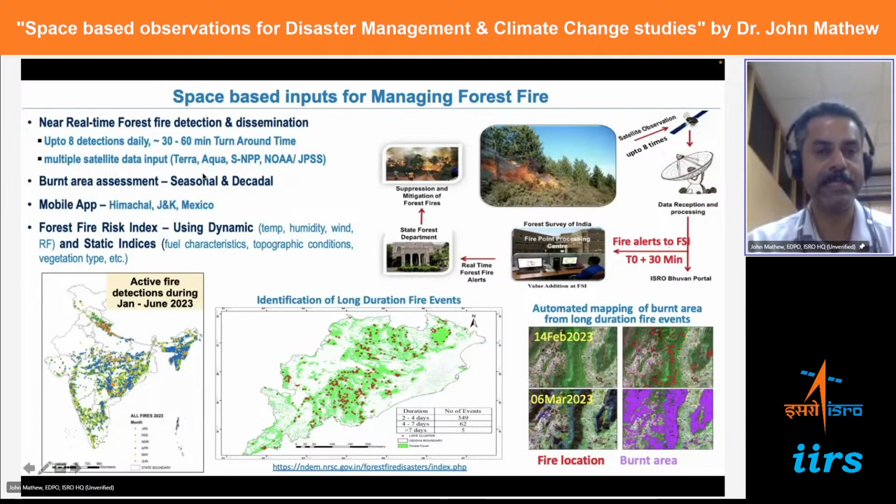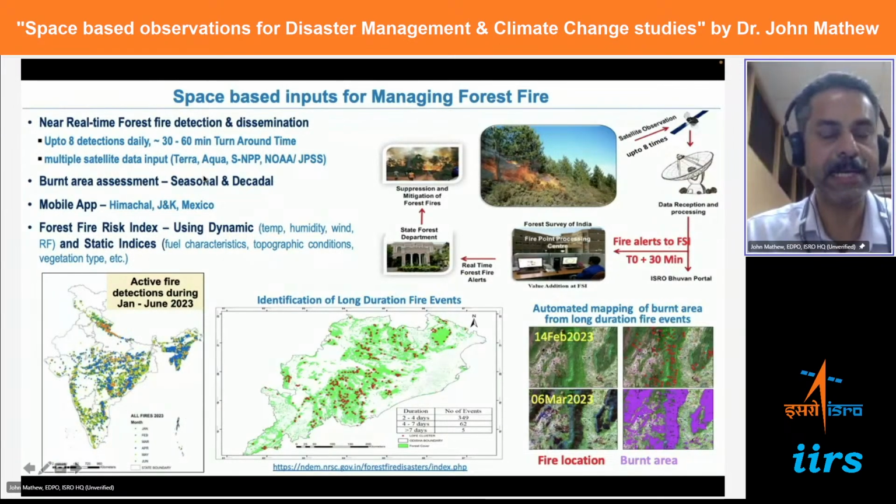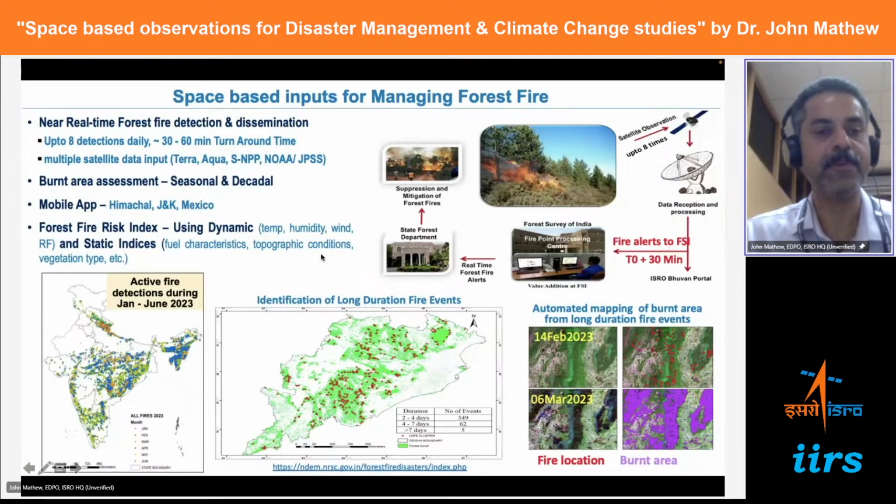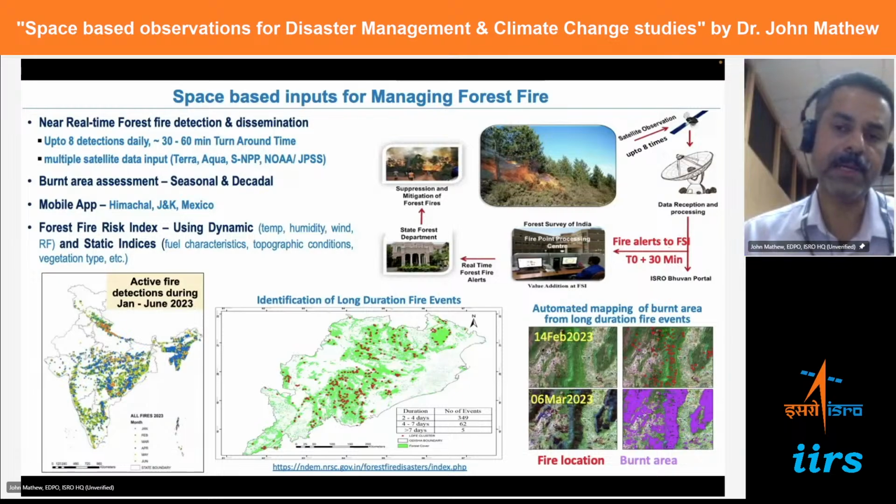So that is the second important activity. And now the research is basically into developing a forest fire risk index. Basically, you would like to know, based on the weather condition as well as the type of forest, what is the fuel condition, whether you can forecast the likely spread of a particular forest fire.